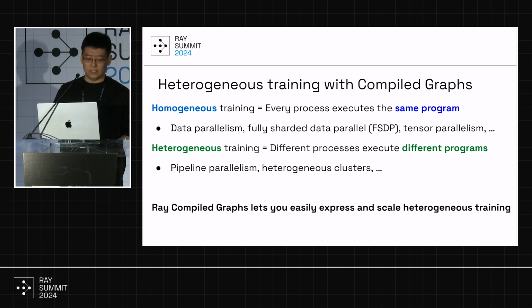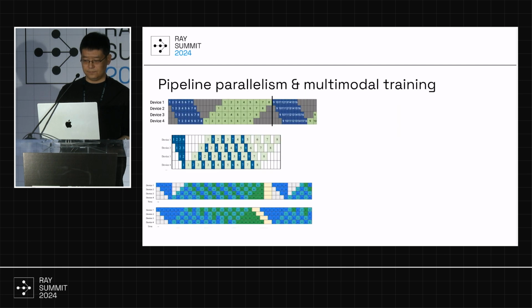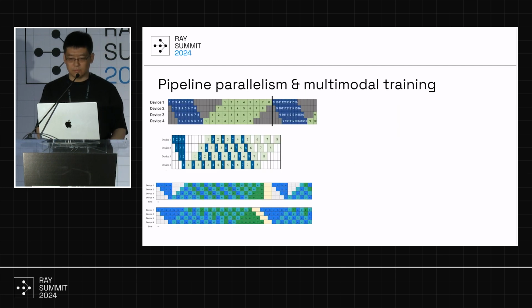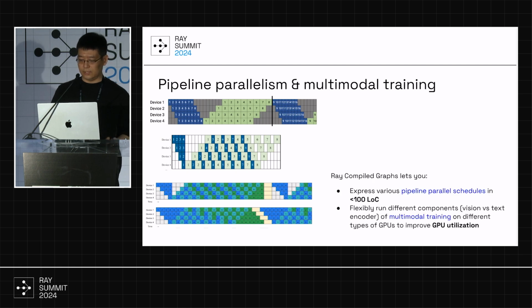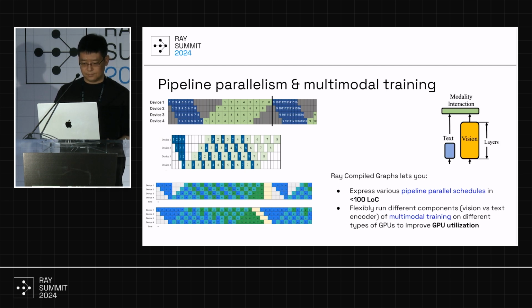Compiled DAGs let you easily express and scale heterogeneous training. So for pipeline parallel training, compiled graphs allow you to express various pipeline schedules in less than 100 lines of code. As for multimodal training, compiled graphs allow you to run different training components, for example, the vision and text encoders, on different types of GPUs, which can help to improve GPU utilization.